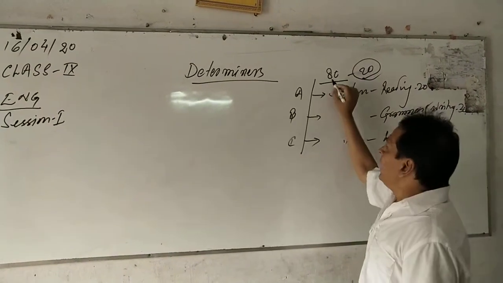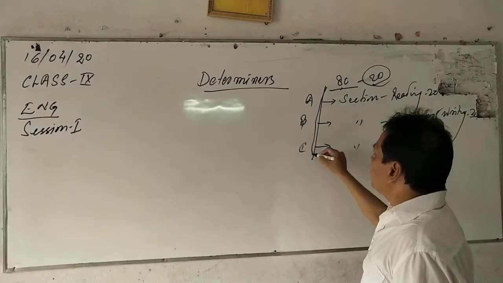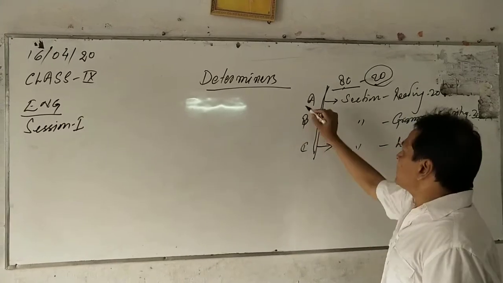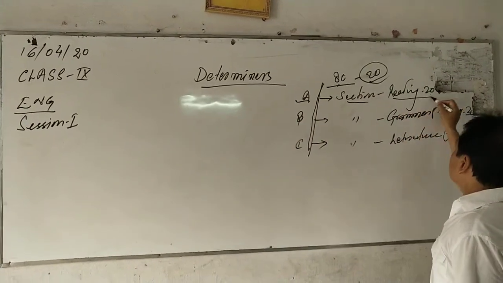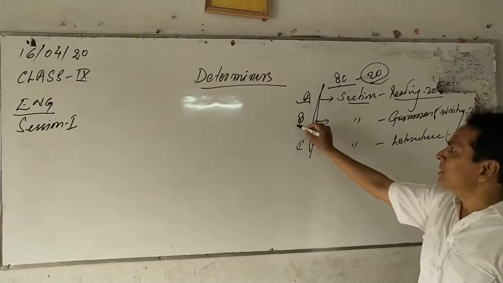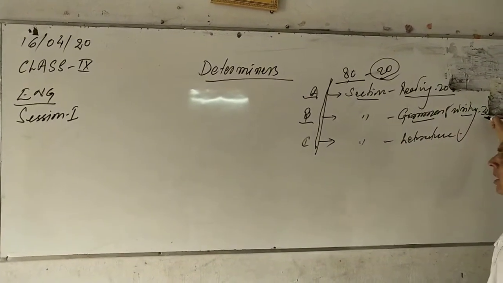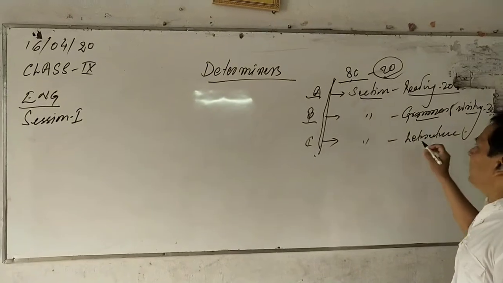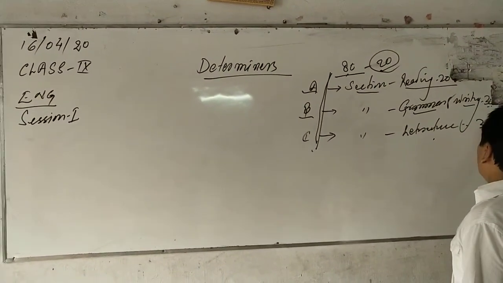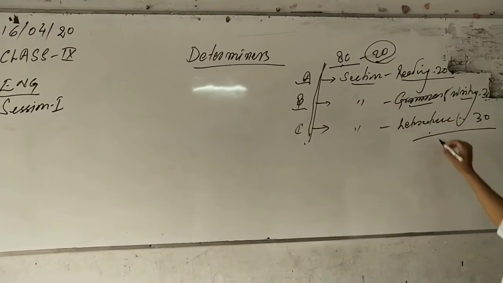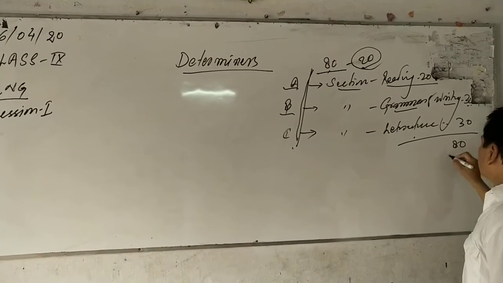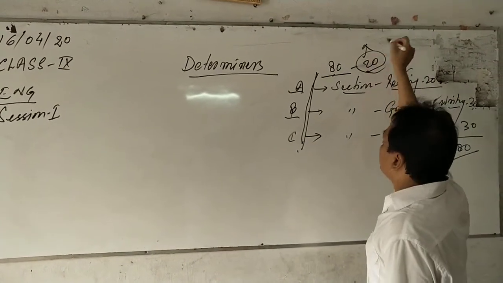Activities. In 80 marks, English is categorized into three sections. Section A is the reading section of 20 marks. Section B includes grammar and writing, that is 30 marks. And Section C, literature, is also 30 marks. So the total written paper of English is 80 marks, and 20 marks are for other activities.